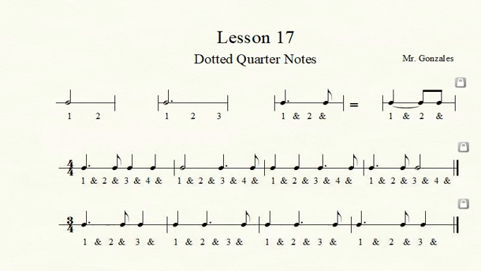In 2/4 time, 3/4 time, and 4/4 time, a quarter note receives 1 beat. Because a dot following a quarter note increases its duration by half a beat, a dotted quarter note has a value of 1½ beats. A dotted quarter note is usually followed by an eighth note. Here we can see what that means.